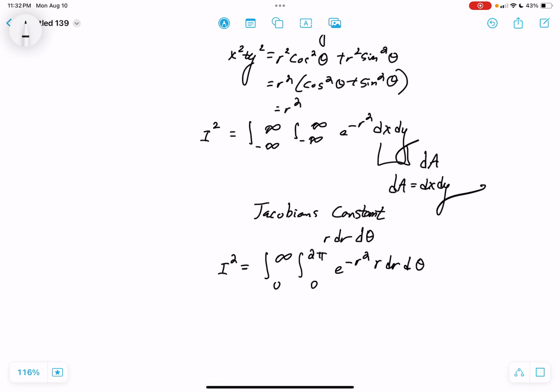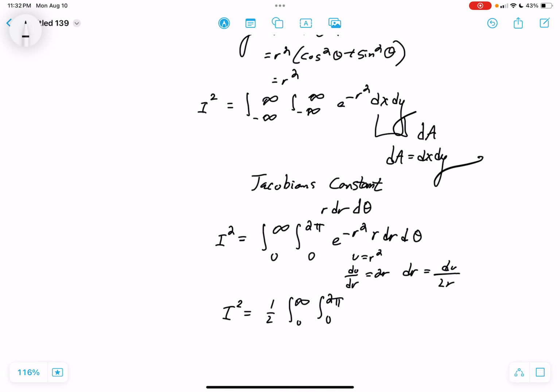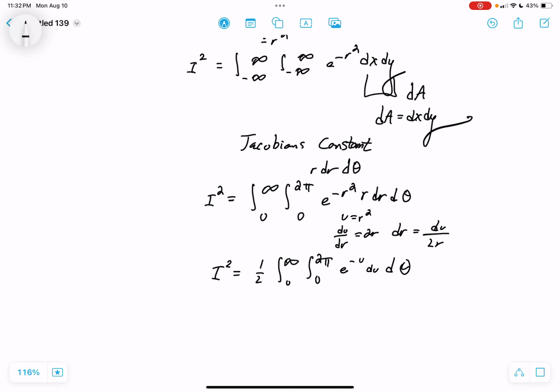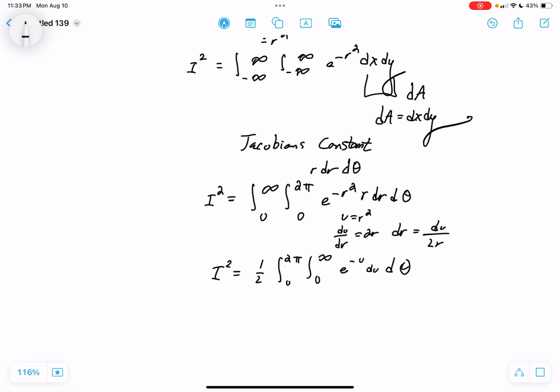Now what I'm going to use is a u substitution here. Let u equal r squared, so that du dr equals 2r and dr equals du over 2r. I can bring that 1/2 out to get I squared equals 1/2 integral 0 to infinity, integral 0 to 2 pi of, now this is going to become, my r's will cancel out, right? And this is e to the negative u du d theta. Now, I forgot to mention that these bounds should be switched. I got them mixed up. This one should be 0 to 2 pi, the first one. And this should be 0 to infinity.